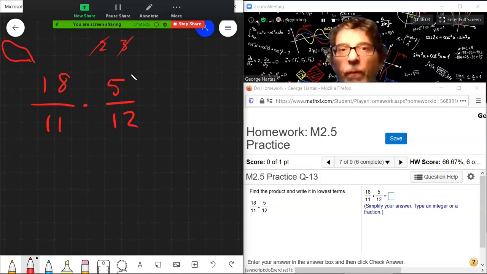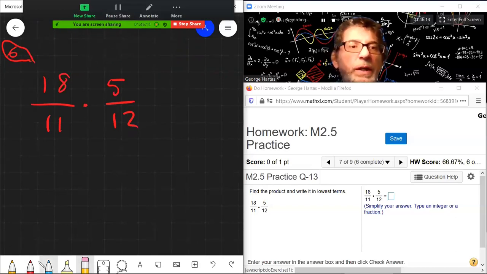It's definitely not 4, because 4 does not divide into 18. It is 6, right? 6 is the biggest number that divides into 12 and 18. Now 6 divides into 12 2 times, and 6 divides into 18 3 times. Cross out your thought bubble.